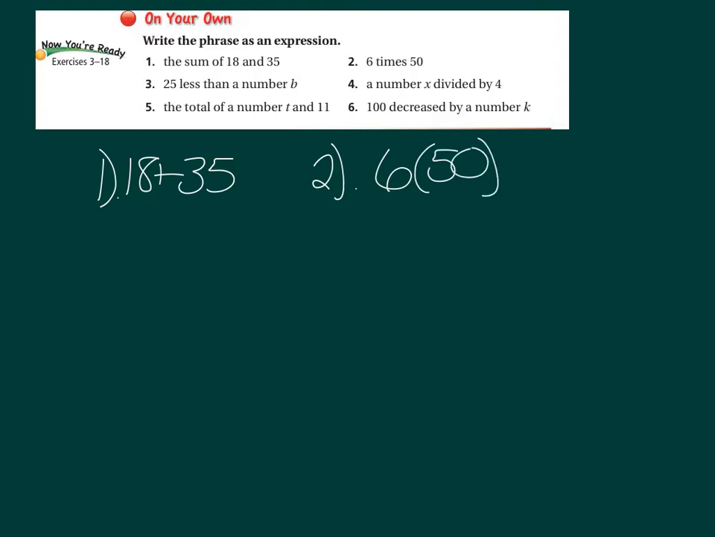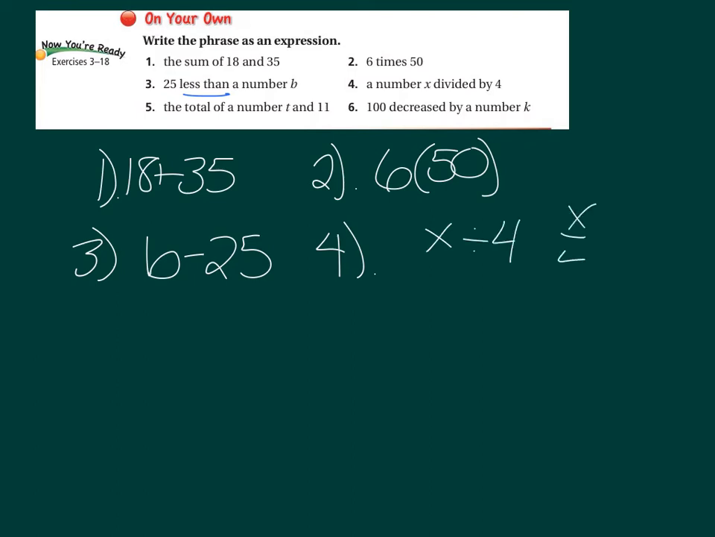It doesn't matter. 25 less than a number b. This one's tricky because it's subtraction, so we really need to pay attention though. Subtraction, the order matters, but if I want 25 less than b, I need to put the b first, minus 25. Number 4, a number x divided by 4. Well, this one says x divided by 4. We could also put x over 4.